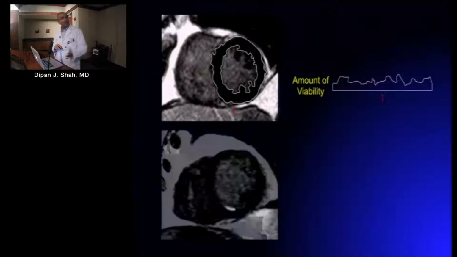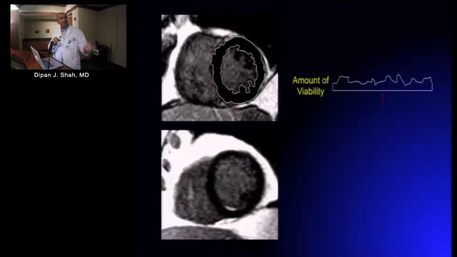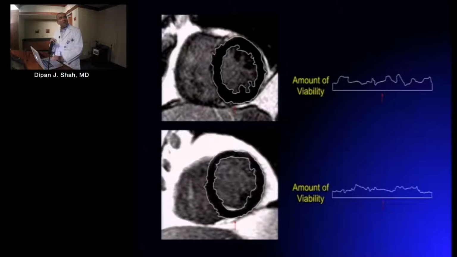And I'll show you another patient who has had an infarct. You can see an area of hyperenhancement. And in this person, if I do the same exact exercise, I'm only looking at the viable myocardium here. So I planimeter the epicardium, and I planimeter the endocardium, excluding the hyperenhanced areas. This is what it looks like.